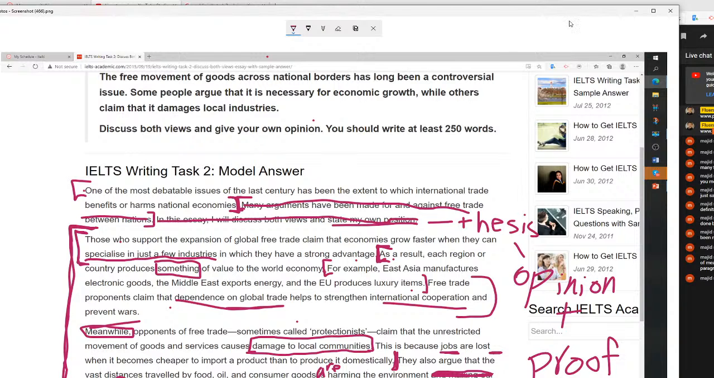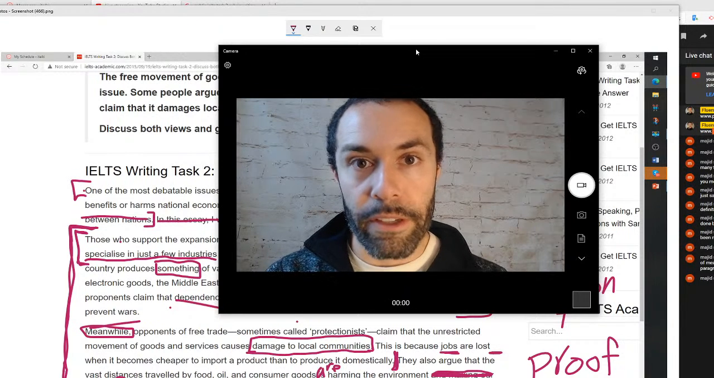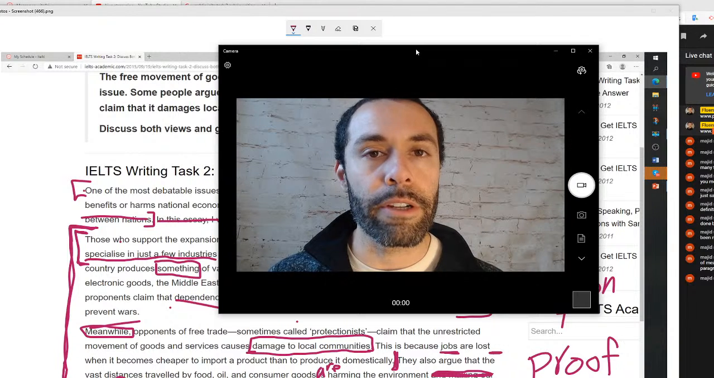Okay. Yep, so that's just kind of my thoughts on a couple of different things. So at the beginning of this, we talked about the different essay types, and then we looked at an example, discussed both views essay, because that's, again, a very common type.